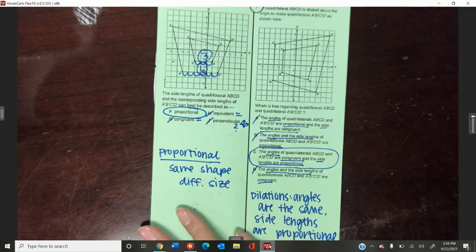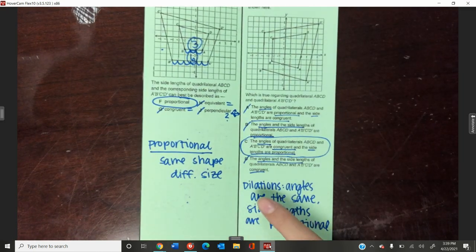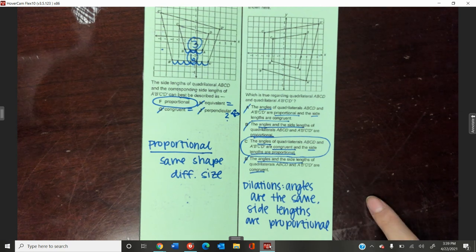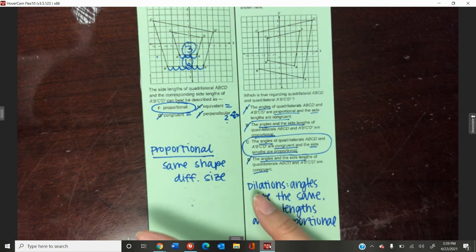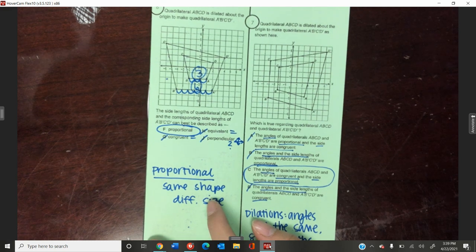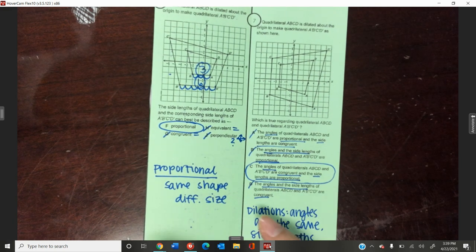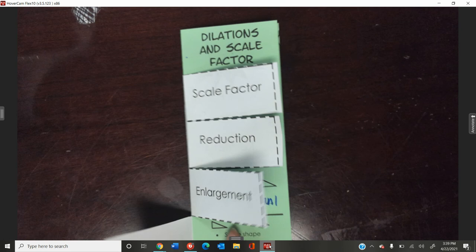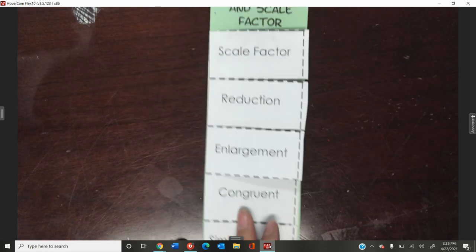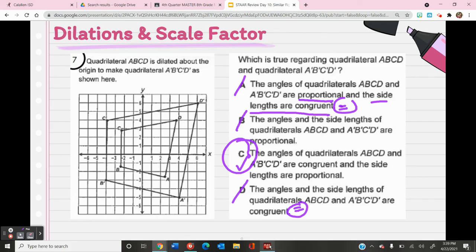this is everything you should have written down for number 7. And again, just remember for dilations, angles are the same, side lengths are proportional. And again, proportional just means same shape, different size. So that was your foldable for dilations and scale factor. Before you complete your assignment, make sure you watch the video going over similar figures.